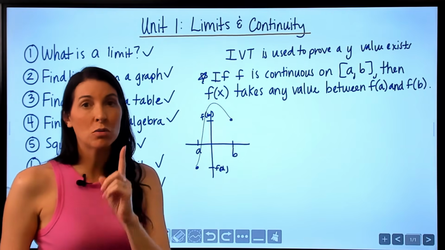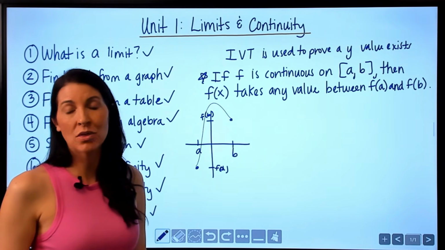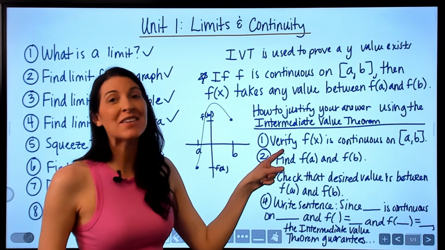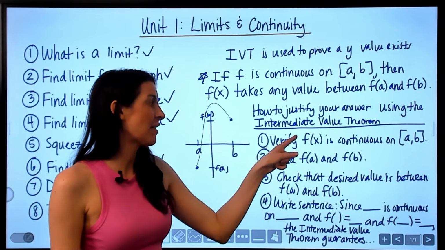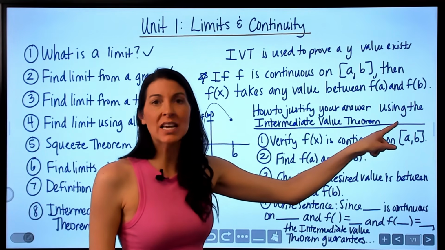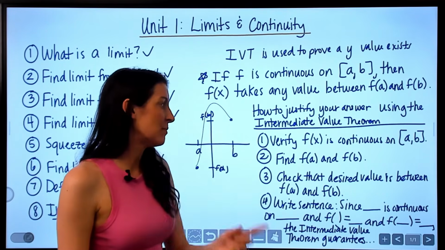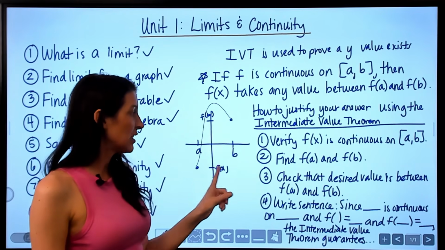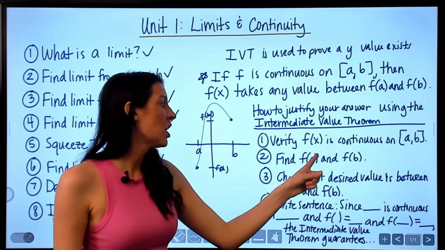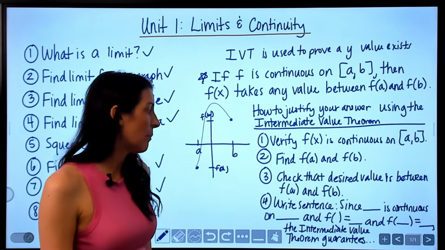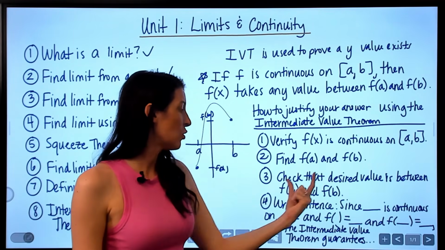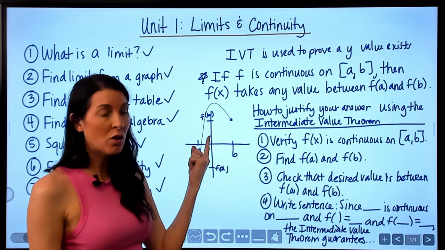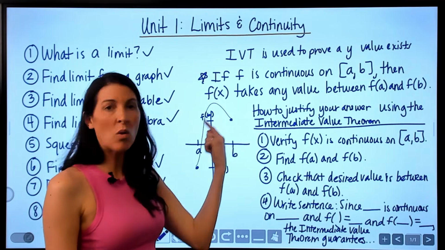But I'd like to show you how you would justify an answer using the intermediate value theorem on the AP Calculus exam. Step 1, you first need to verify that you can even use the intermediate value theorem. So you need to verify that your function given in the problem is continuous on the closed interval that you are also given in the problem. So make sure that comes first. Then you would need to find the y values at the endpoints. So find f of a and f of b using the values of a and b given in the problem. Then make sure to check that your desired value is between those. So maybe you want to know if y hits the y value of 2. Well, make sure 2 lies in between the two y values at the ends.